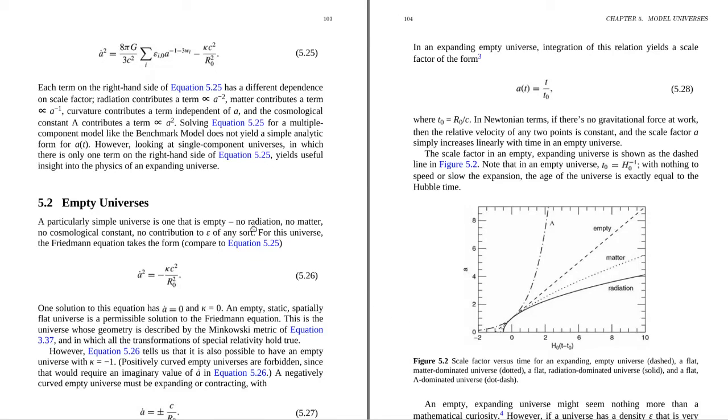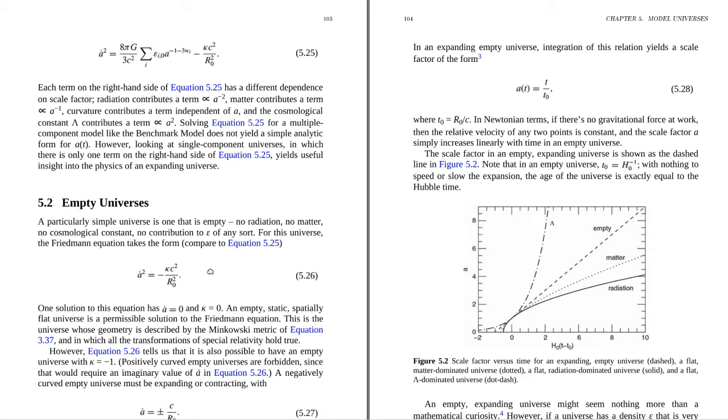Okay, so after writing the three-dimensional equation in this form with different components summed up in the energy density, the first model universe for which you are going to try to solve this equation is an empty universe. So you just throw away the energy density term and you end up with just the curvature term, right? A dot squared equals minus kappa c squared by R naught squared.